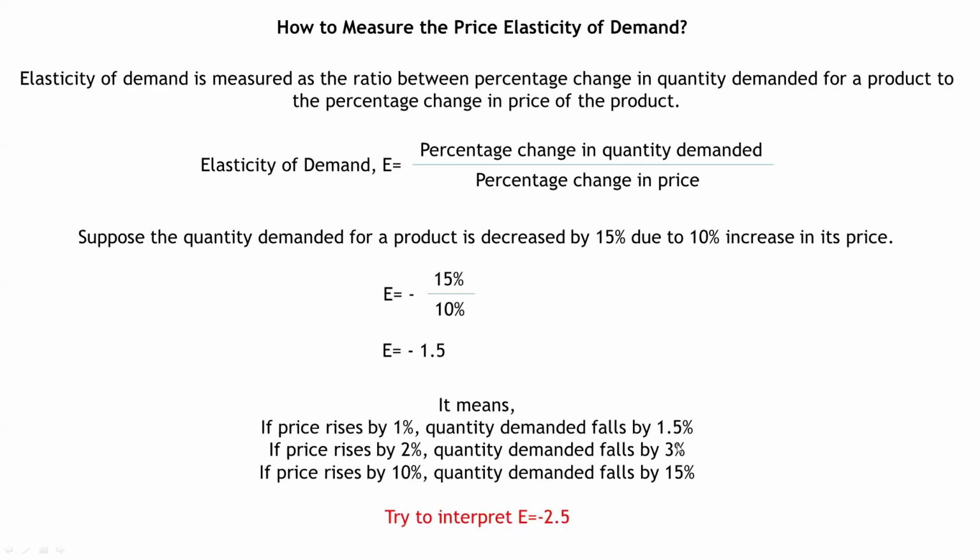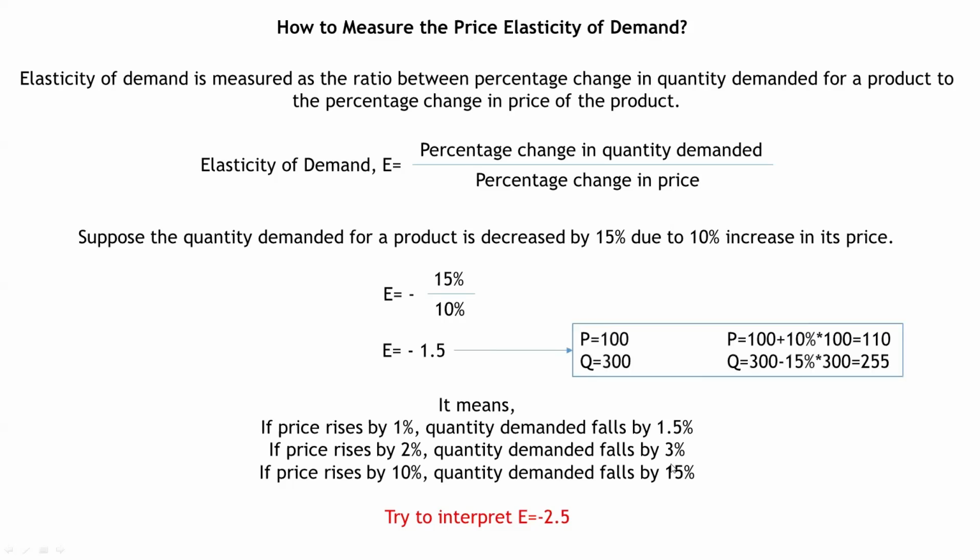You can customize it according to your need. For example, you can say if price rises by 2%, quantity demanded falls by 3%. One can say if price rises by 10%, quantity demanded falls by 15%. We can make the sense more clear using a numerical example.